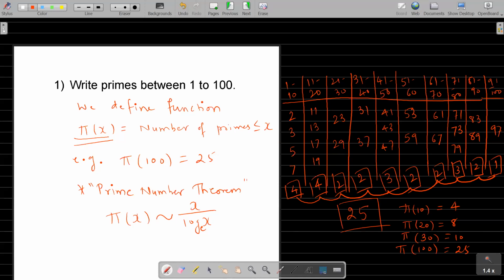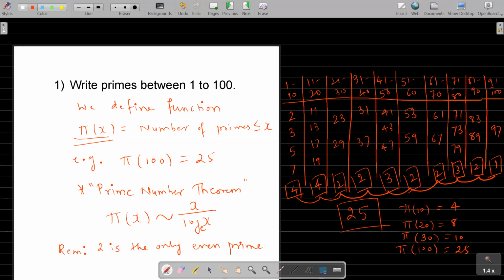Before we go ahead, I want to make one remark about this set of primes between 1 to 100. I see that there is only one even number, namely 2. The rest are all odd. So I'll write a remark. There's no factor of 2 other than 1 and 2 itself. 2 is the only even prime number.